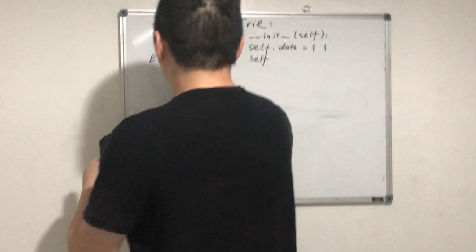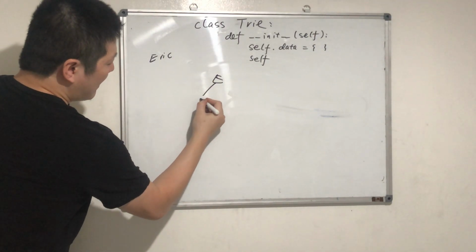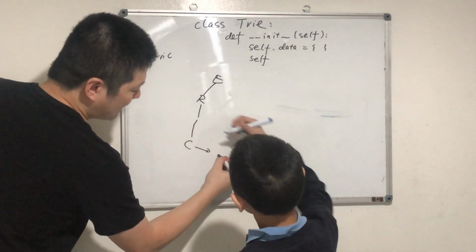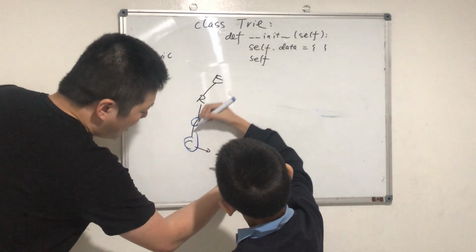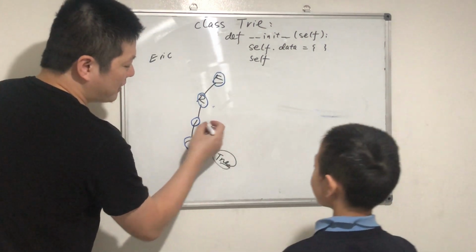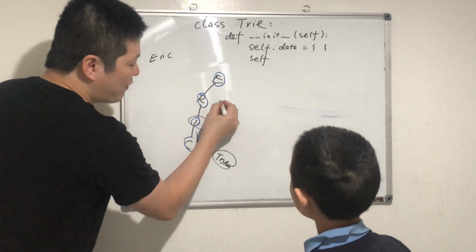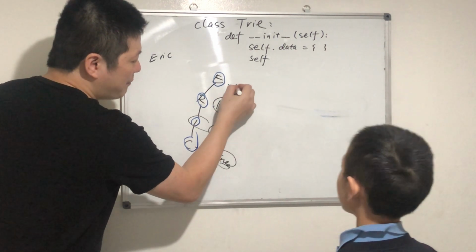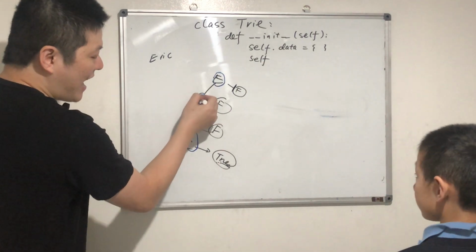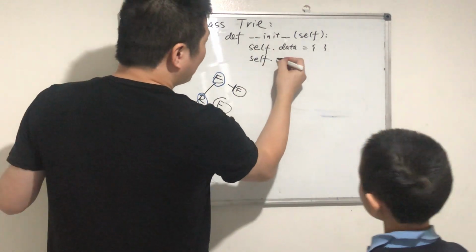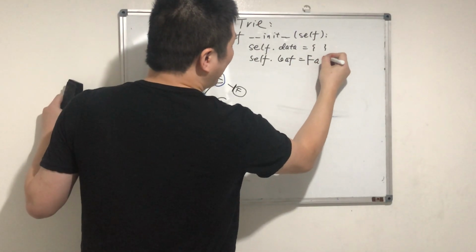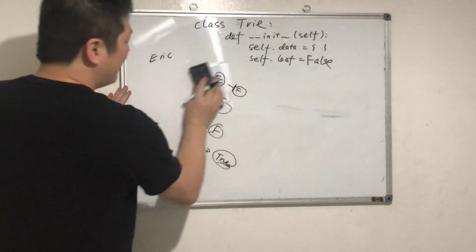ERIC, and here we need to set this to true, because a word ends here, right? But here, no, it will be false, because this is the intermediate node. It's not a terminal node. Okay, false, true, because the word ends here, at C in ERIC. So self.leaf, let's say leaf equals false. By default, it's not ending, okay?